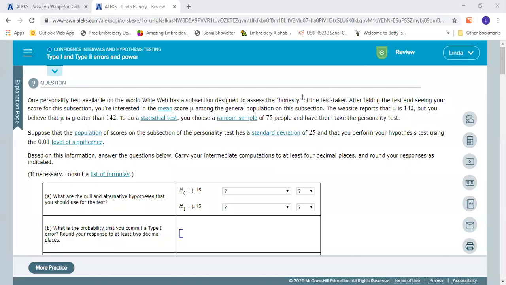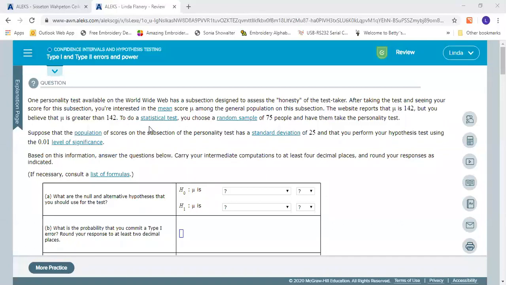All right, I'm going to go through a couple examples of the type 1 and type 2 errors and power. One personality test available on the World Wide Web has a subsection that's designed to assess the honesty of a test taker. After taking the test and seeing your score for this subsection, you're interested in the mean score among the general population on this subsection. The website reports that the mean is 142, but you believe that the mean is greater than 142.